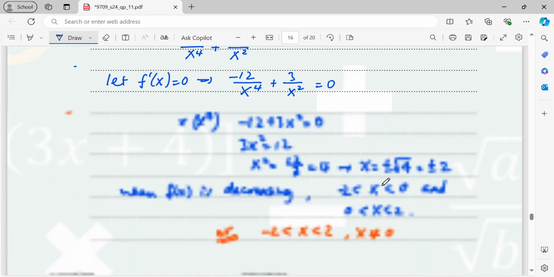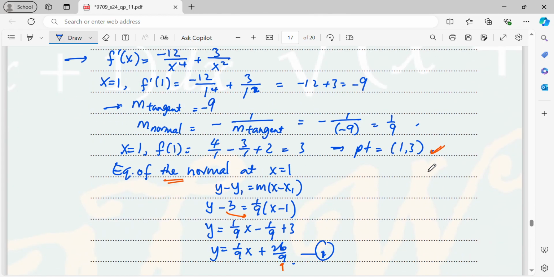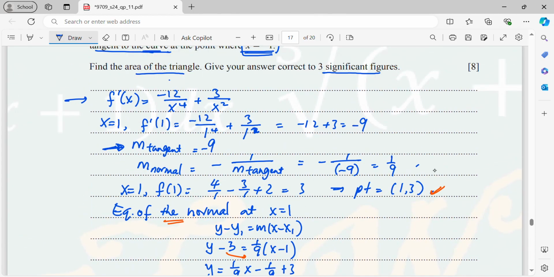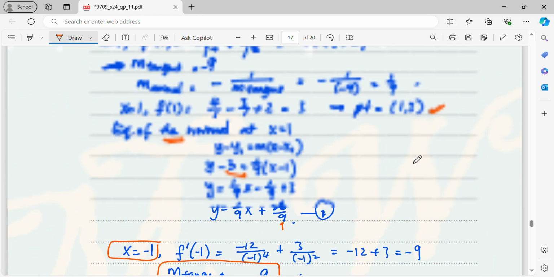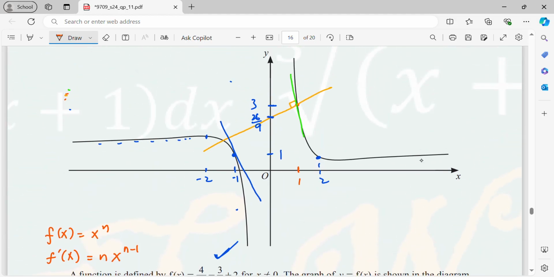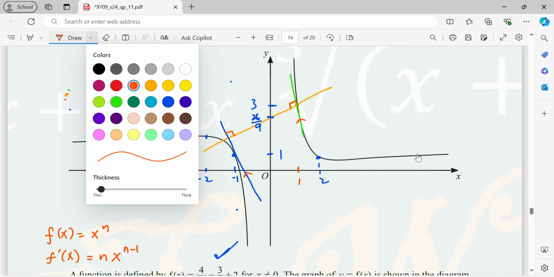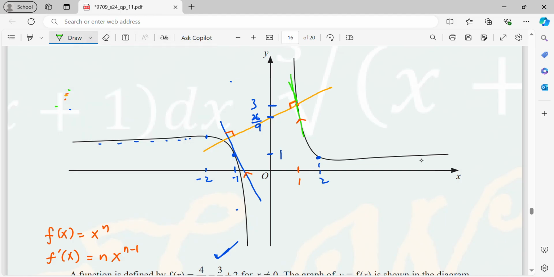Okay, this tangent line, look at the gradient. At first, the gradient of the tangent at x equals 1 is minus 9. Then, when x equals minus 1, the gradient of the tangent is also minus 9. That means these two lines are basically parallel to each other. Okay, parallel. So if here is 90 degrees, here is also 90 degrees, because the green line and the blue line are actually perpendicular to each other.